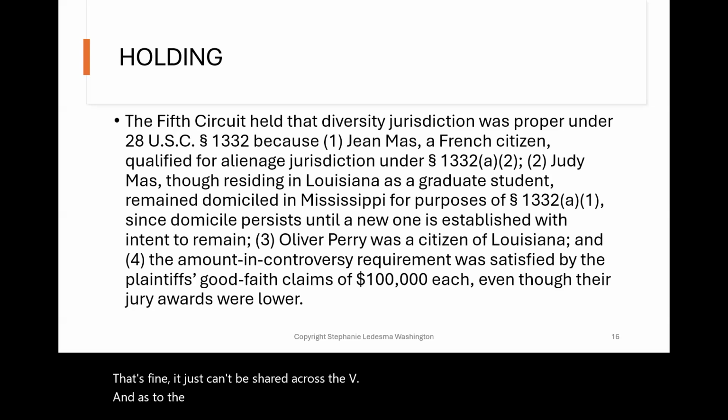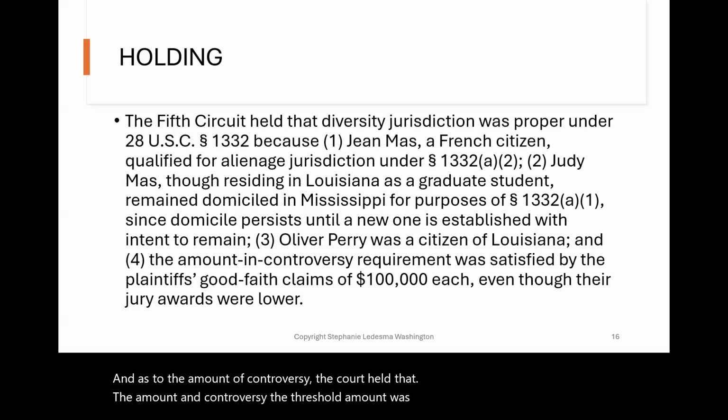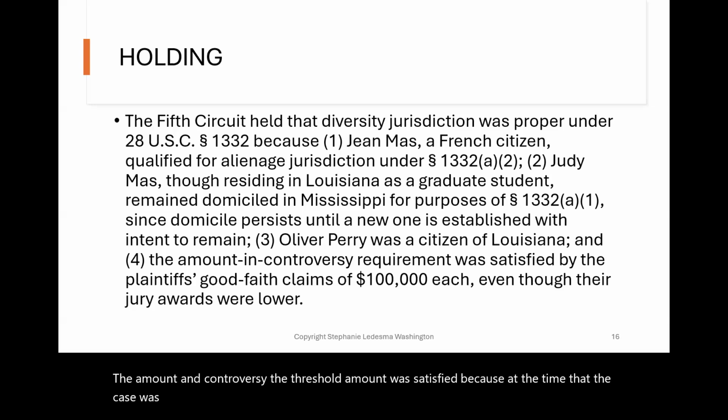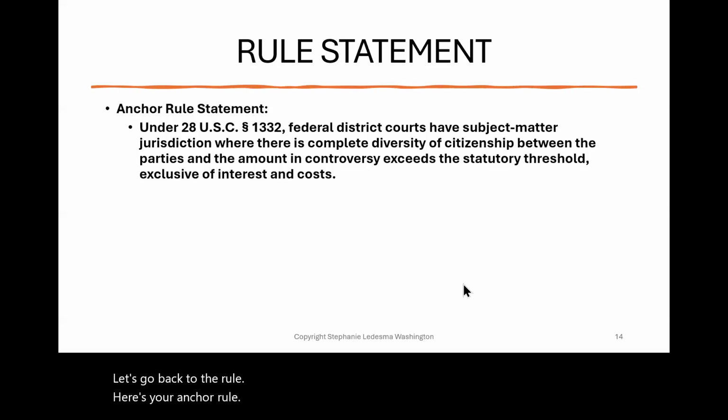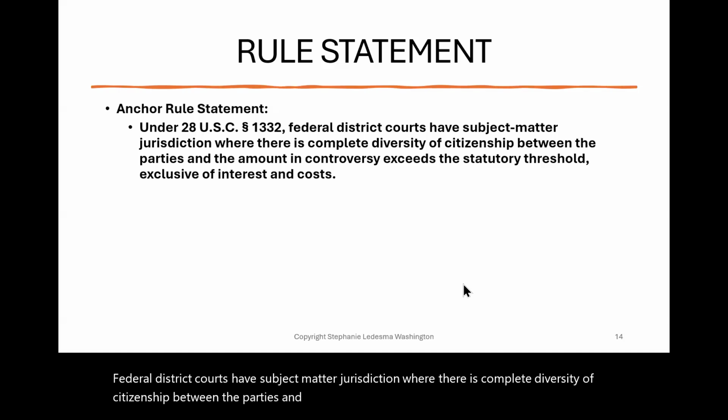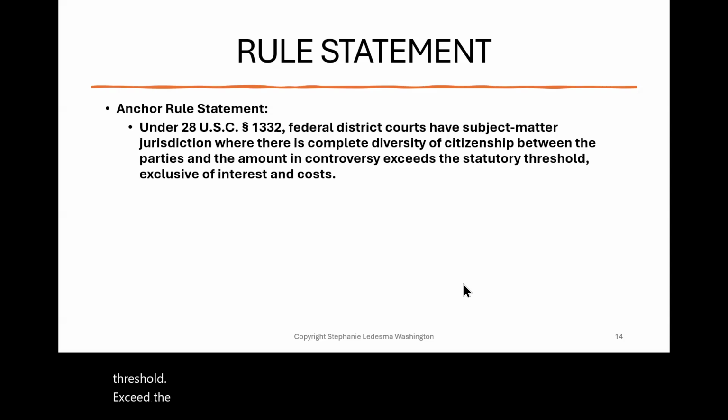And as to the amount in controversy, the court held that the threshold amount was satisfied because at the time that the case was filed, the plaintiffs, in good faith, claimed $100,000 in damages each. Let's go back to the rule. Here's your anchor rule. Ready? Under 28 U.S.C. 1332, federal district courts have subject matter jurisdiction where there is complete diversity of citizenship between the parties, and the amount in controversy exceeds the statutory threshold, which is currently $75,000, but it's moved several times. And that's exclusive of interest and costs.